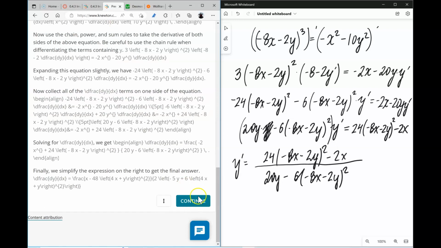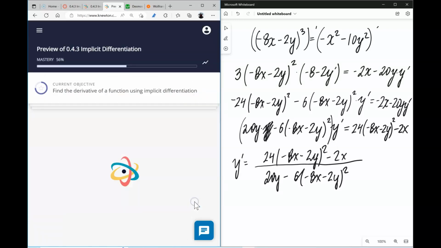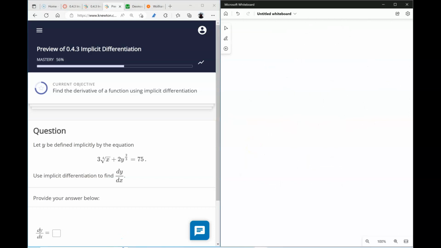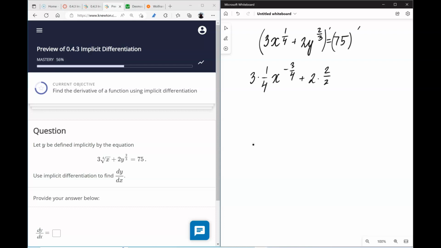Let's continue. Another one. Differentiate both sides. On the left side we have 3 times 1/4 x to the power negative 3/4 plus 2 times 2/3 y to the power negative 1/3 times y prime. All that is equal to 0.